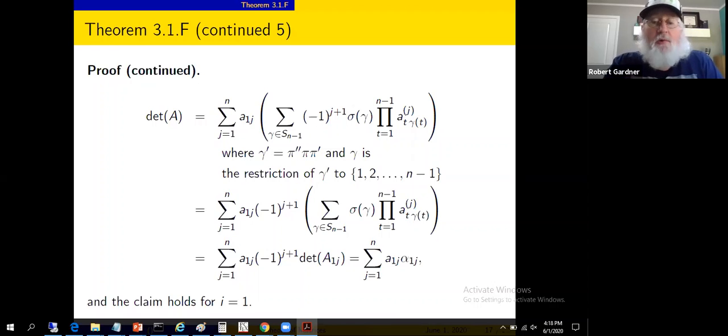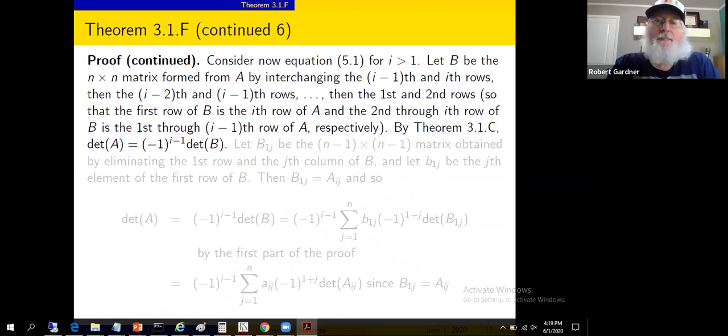Now we need to show, well, does it hold when I take sums along other rows other than the first row? Of course it does. Here's why. Okay, so take that equation 5.1 that gives you the determinant as a cofactor expansion along the ith row, and suppose i is greater than 1. Let matrix B be formed from matrix A.